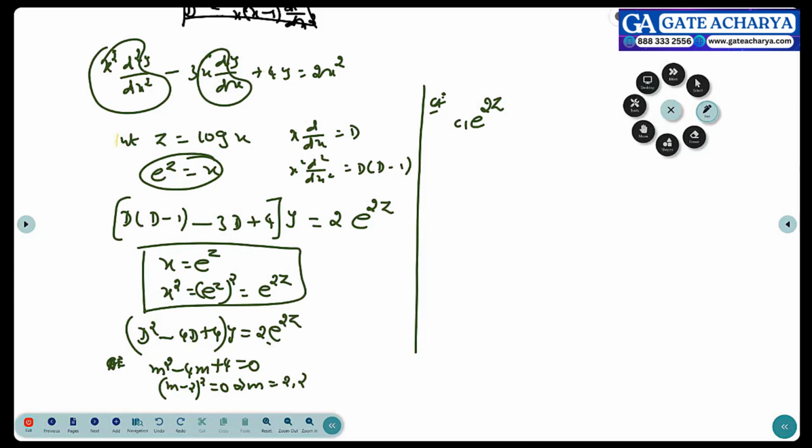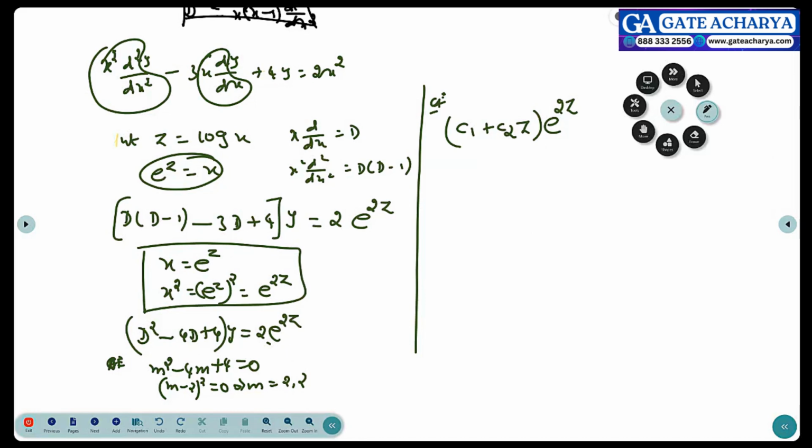So c1 e power, equal roots. Therefore y is c1 plus c2 x, e power m1 x. X is z, so constant is 2. So 2 is z. Instead of x we write z, because we change all x in terms of z.